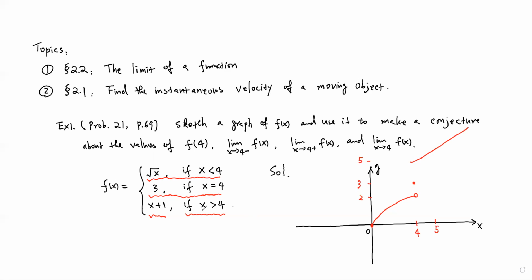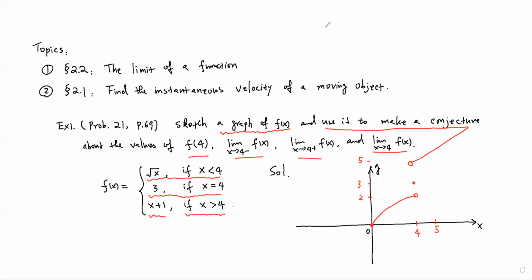Again, because x is greater than 4, not equal to 4, at 4 this point should be an open dot. This point is not part of the graph. This is the graph of this piecewise defined function. Now, use the graph to make a conjecture about these four values.